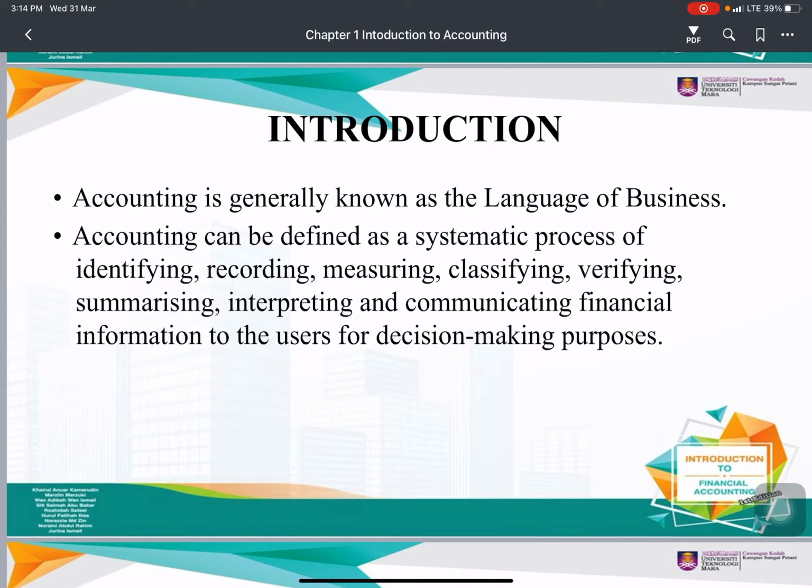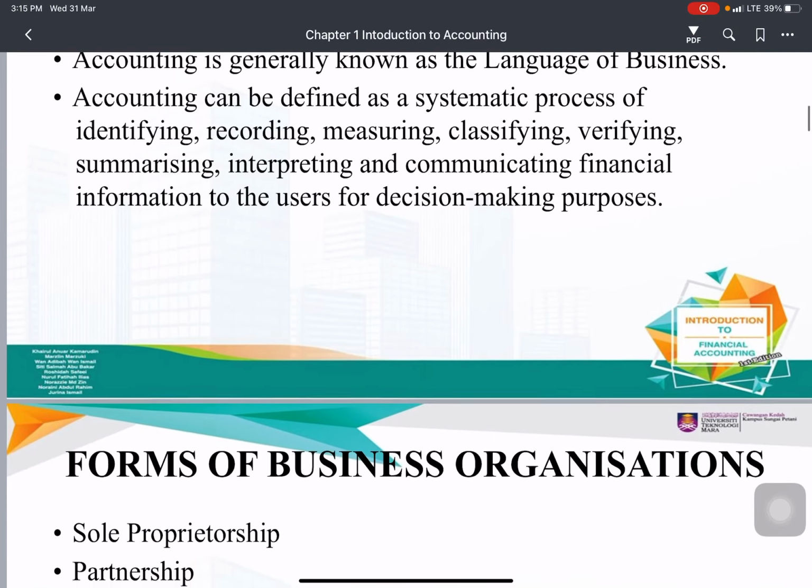For example, we come from the source documents, such as purchase order and sales order. Then we record, we measure, we classify which one is an asset and which one is a liability, and then we verify, we summarize, and we interpret, and then we come out with the financial statements. So what is the use of the financial statements? It's actually for the users to make decisions. For example, the profit or loss is going to be used by a potential investor, either they would like to invest or not to invest in the company.